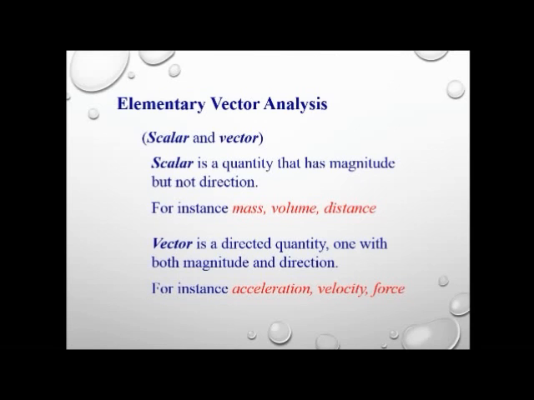Now what is a vector? A vector is a quantity which has a magnitude and a direction. In physics you have learned what is scalar and vector. Just for review, a scalar is a quantity that has only magnitude but not direction. Some examples of scalar quantities are mass, volume and distance. Vectors are quantities which have magnitude and also a specified direction, meaning they are directed quantities. Some examples of vectors are acceleration, velocity, force.